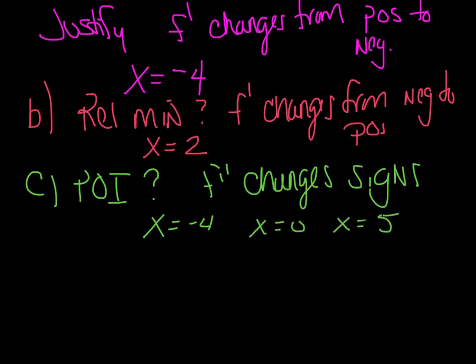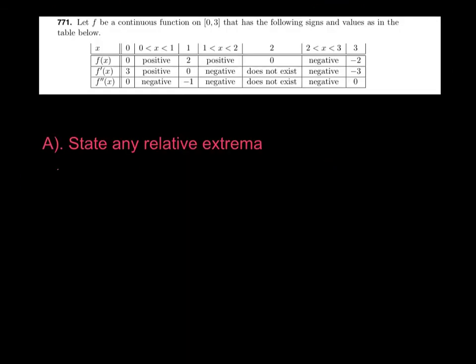Okay, so you should be able to read the table and get all this information just as easily. Now, I can't stress enough, I did my justification first, then I came up with the answers. All right, so let f be a continuous function on the closed interval 0 to 3 that has the following signs and values as the table below. Part A, state any relative extrema. So again, I can't stress, start with your justification. How do you find relative extrema? Well, you find your critical points and you make a sign chart. All right, so my critical points are when the derivative equals 0 and when the derivative does not exist.